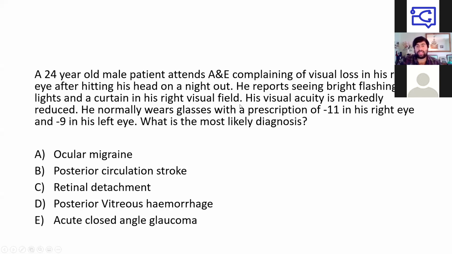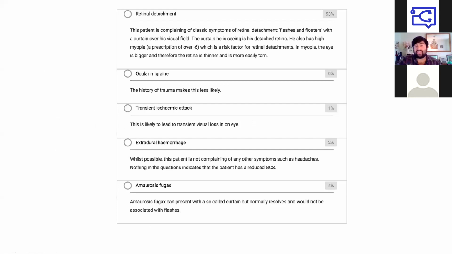But the real clue in this is that for some reason, his refractive prescription has been put in the SBA. And you can see they're very big negative numbers. So this is a person who's a high myope, and being a high myope or having a big eye is a very significant risk factor for retinal detachment.